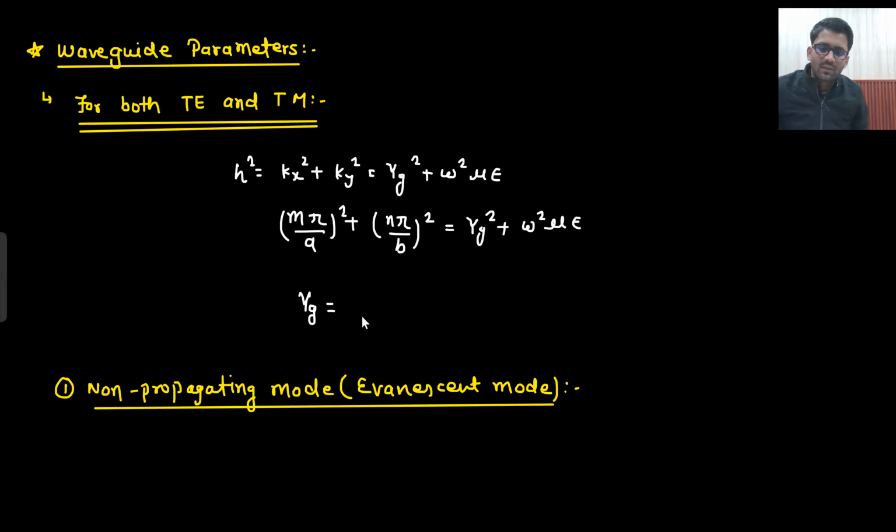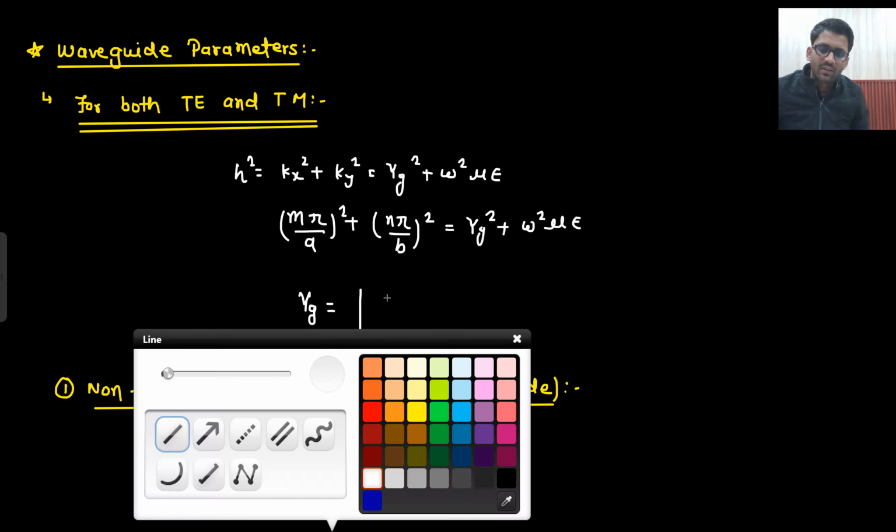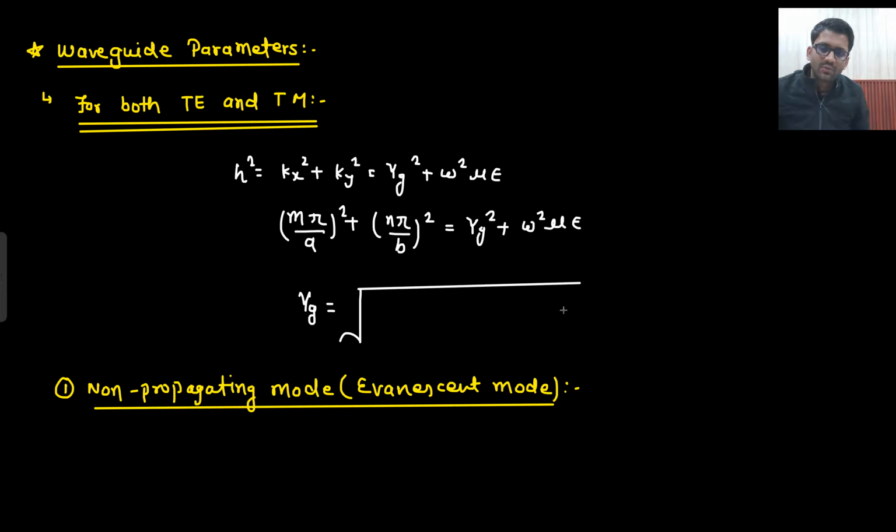So this omega square mu epsilon comes here, then what we are getting? So gamma g is equal to m pi by a whole square plus n pi by b whole square minus omega square mu epsilon. So this is what we are getting.